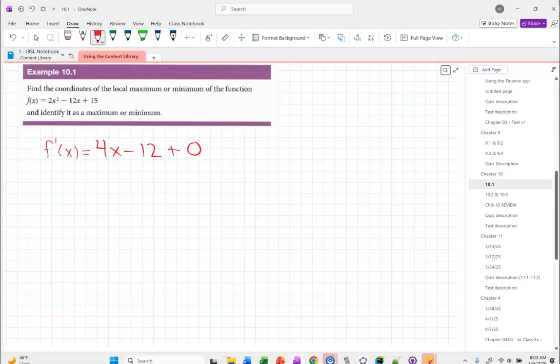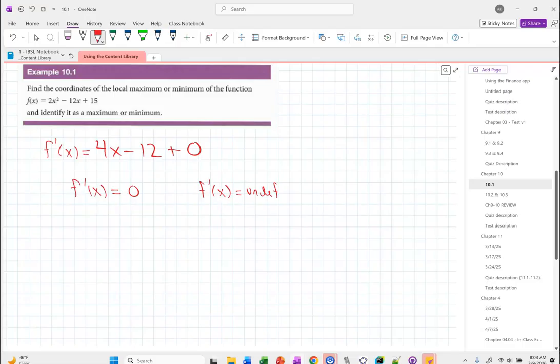So far, so good? Everybody happy? You remember doing this? This should be fast and easy to do these, right? All right. What I'm going to do now is I need to find what are called the critical points. So the critical points are going to be where the first derivative is equal to 0 or where it's undefined.